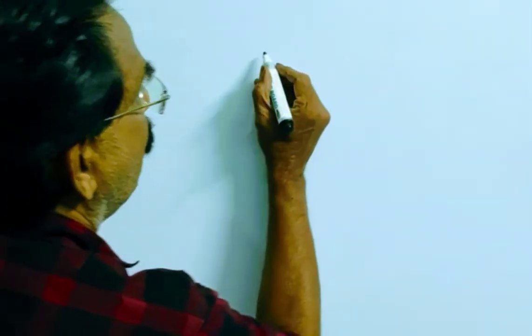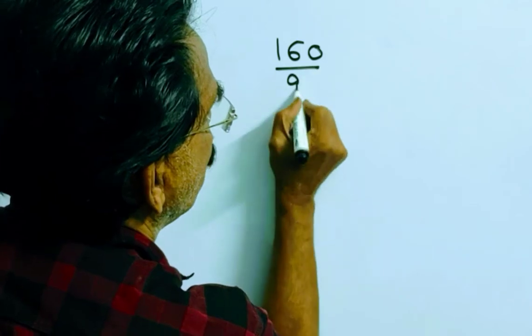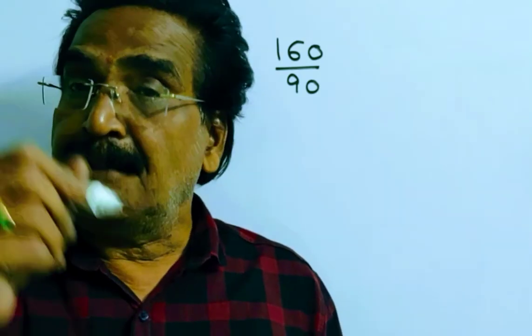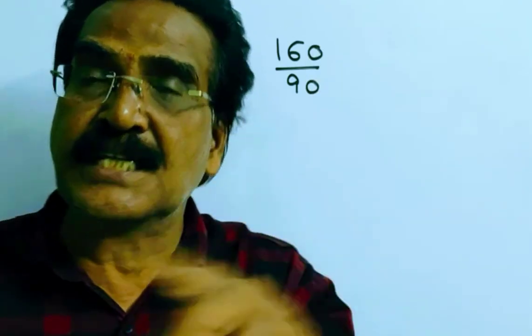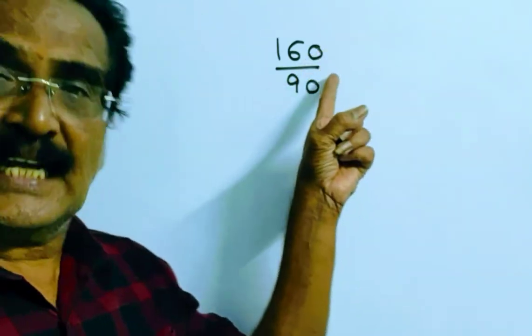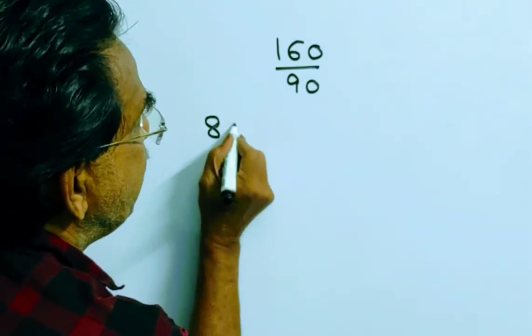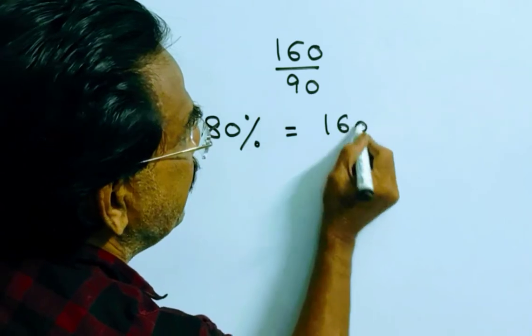Friends, 90 chocolates for rupees 160 means each chocolate's selling price is 160 by 90. By selling at this price, that man loses 20%. That means this selling price is equal to 80% of the cost price. So 80% is equal to 160 by 90.